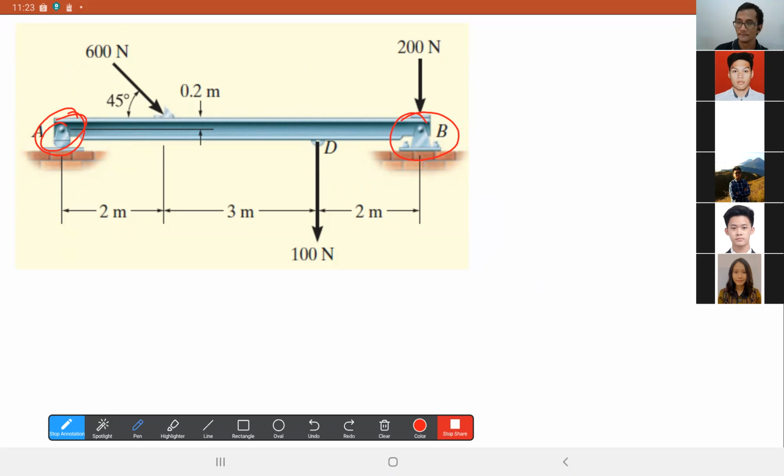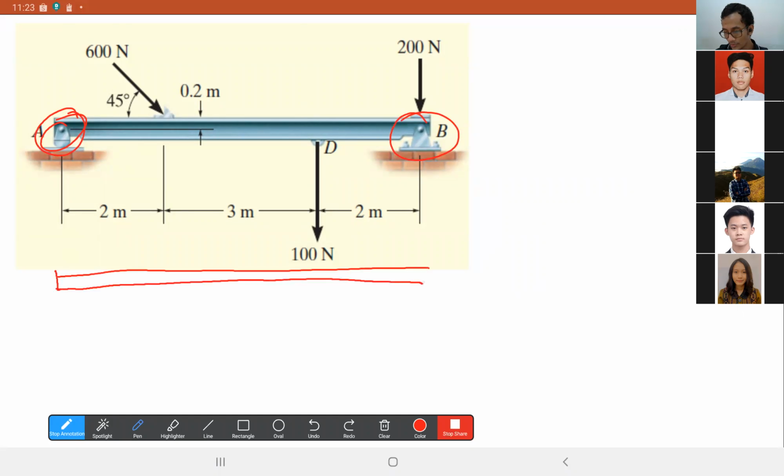You get it, Rizky? Yes, Pak. So that's basically it. If I want to draw the free body diagram of this particular problem, then I will redraw the pin. Then I will draw all the external forces which are there already.